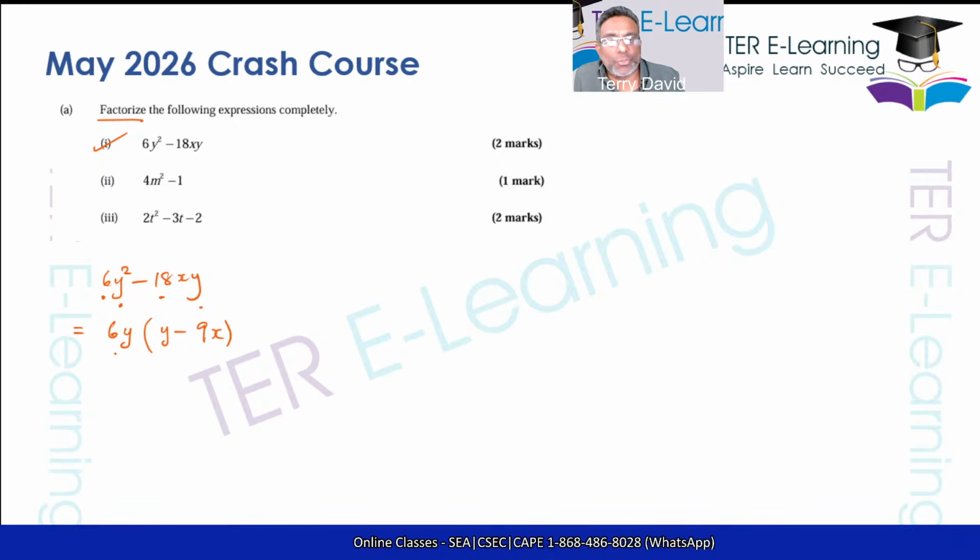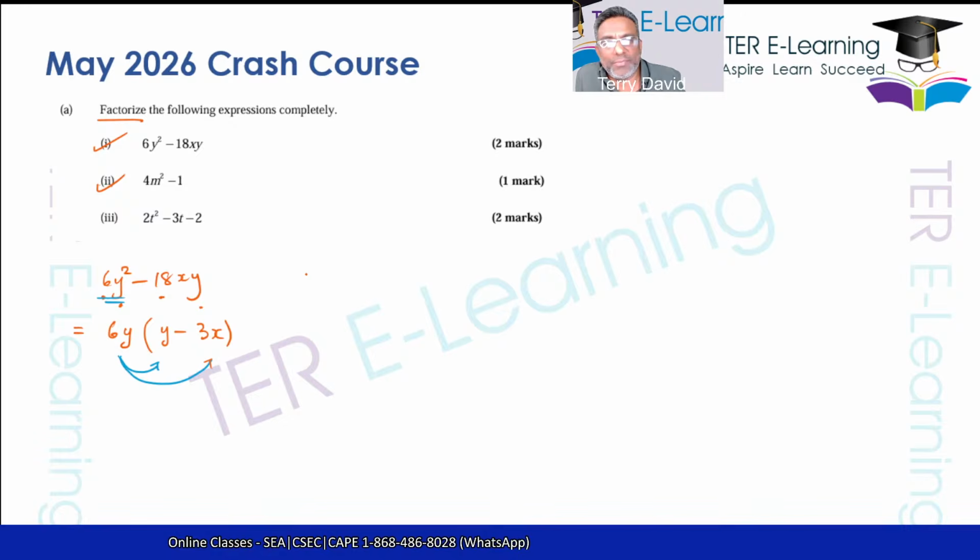Okay? So we can always double check our answer by removing the brackets. If we say 6y by y, we'll get the 6y squared. Sorry, that's not 9. Where did 9 come from? That should be 3. So 6y by 3y, 6 by 3 will give us 18, and then we have xy. So that should be correct there. So with these questions, you can always double check your answer.